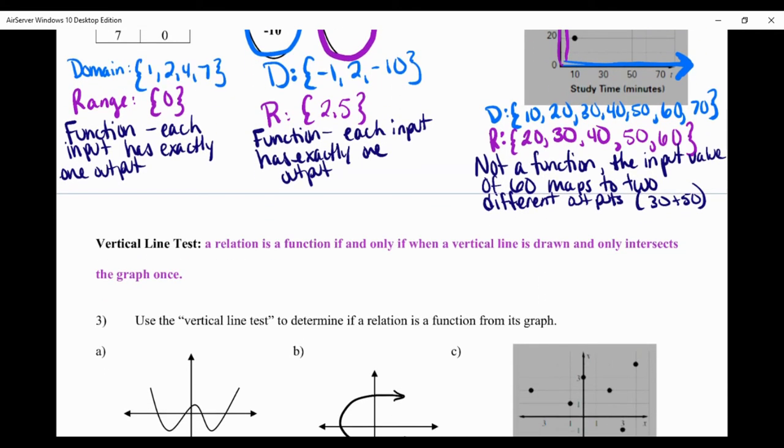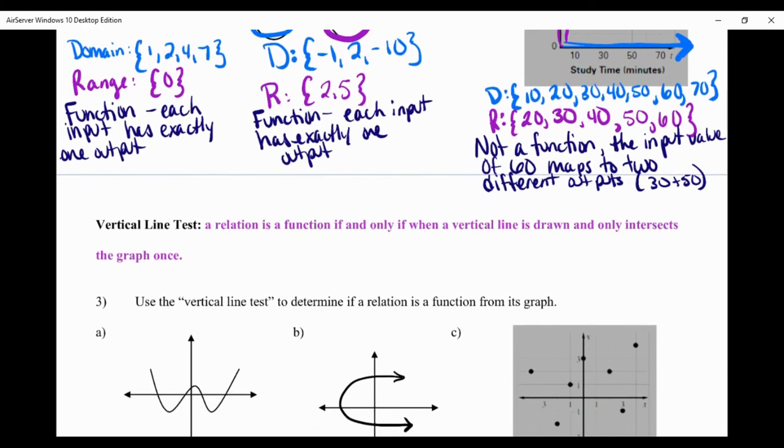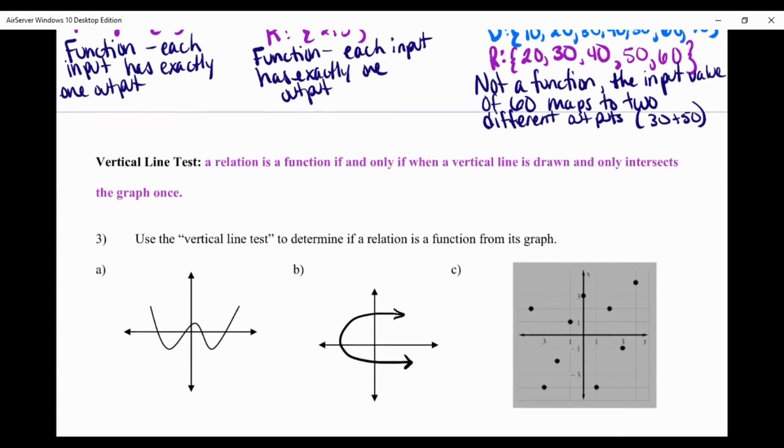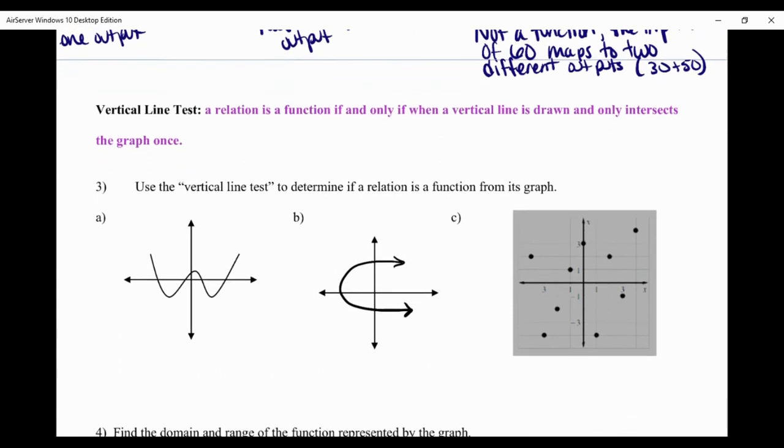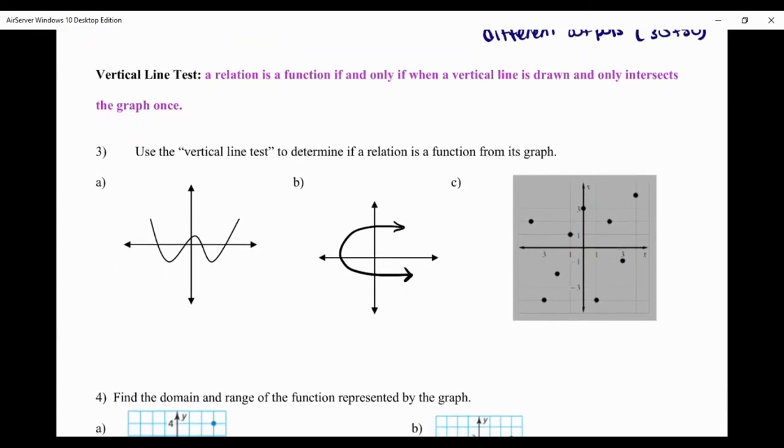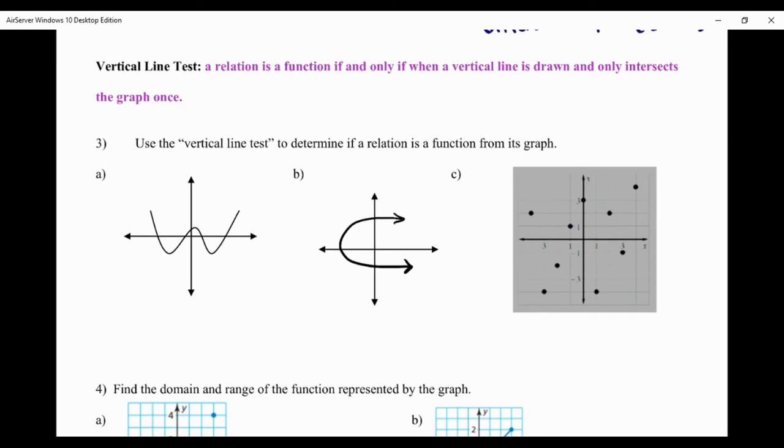Now, there's another way to determine if a relation is a function when you have a graphical representation, and that's by using the vertical line test. So a relation is a function if and only if, when you draw a vertical line, it only intersects the graph once. If the vertical line intersects the graph twice, then that is not a function. That fails the test and makes it not a function.